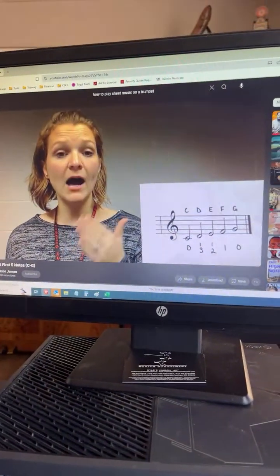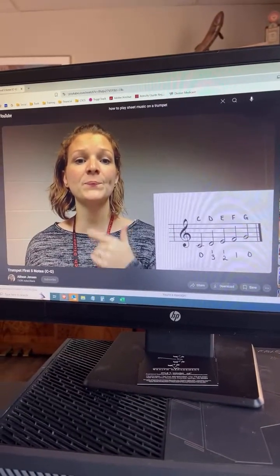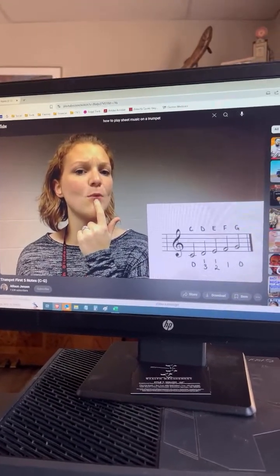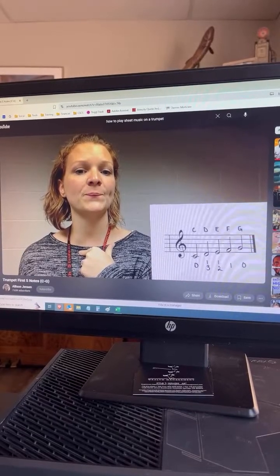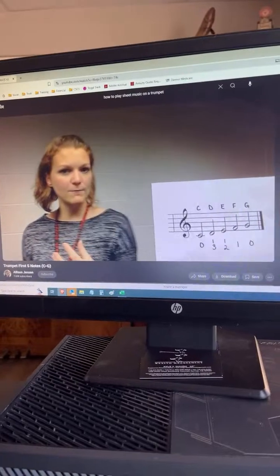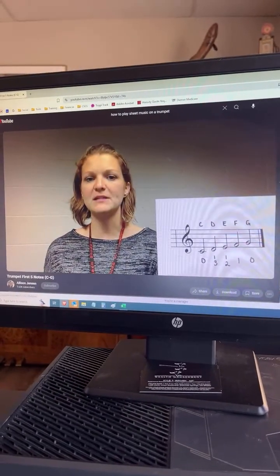Now, as I go a little bit higher, you can see that buzz, that hole, getting a little bit smaller. So work with a mirror. Try doing that with just your mouthpiece first.